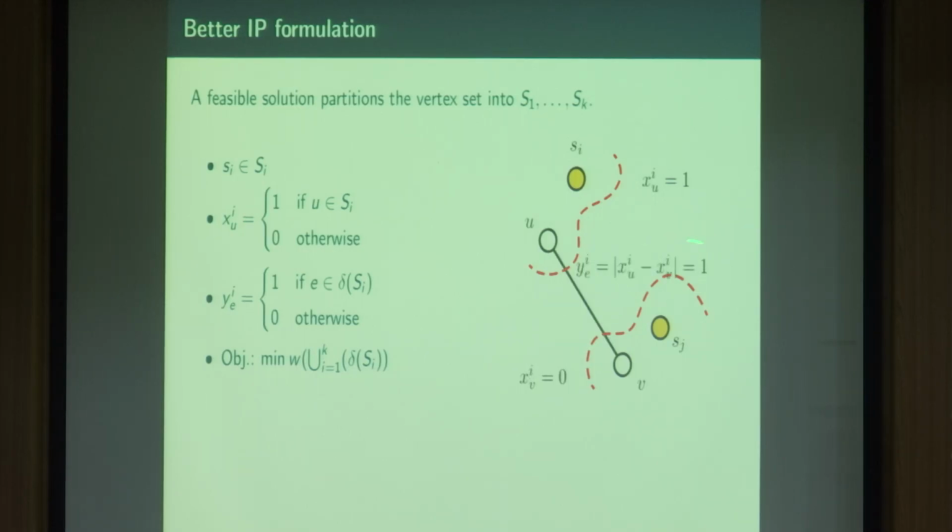And the connection between these variables is that the value of the y variables can be expressed by using the x variables. Okay, so if an edge is cut, if it goes between two vertices corresponding to different parts, that's the simple observation that we are using here. You don't have to stare at the formulation. I will write up the concrete LP relaxation.